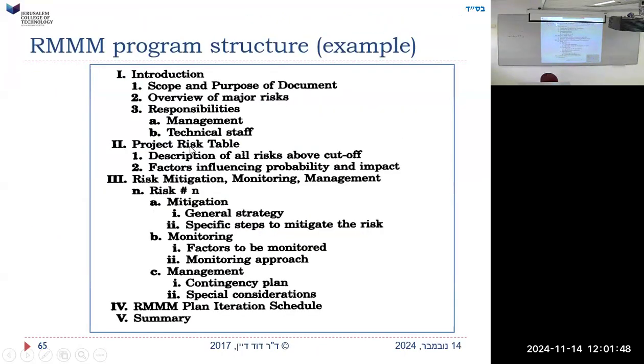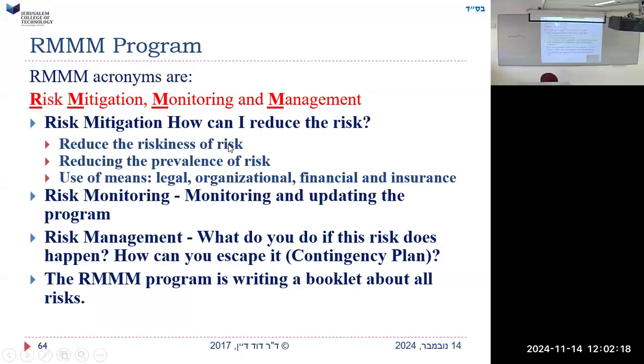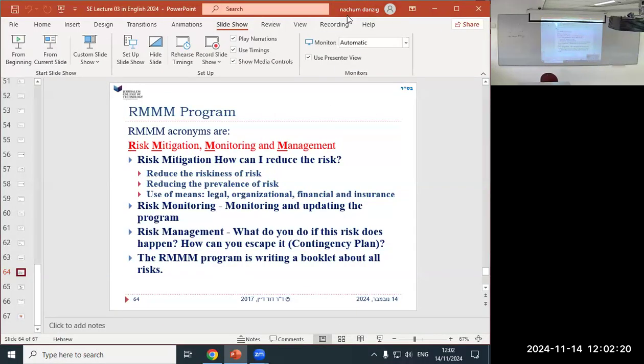So here are the details of this book that I would write. A description of all the risks above the cutoff line, and the factors influencing the probability and impact of the risk. In other words, a thing that might cause me to lose workers: is there going to be a war? Are a lot of my employees female, and therefore they might get pregnant and take maternity leave? All those are factors that affect the risk of losing employees, for example. All right, that's it.